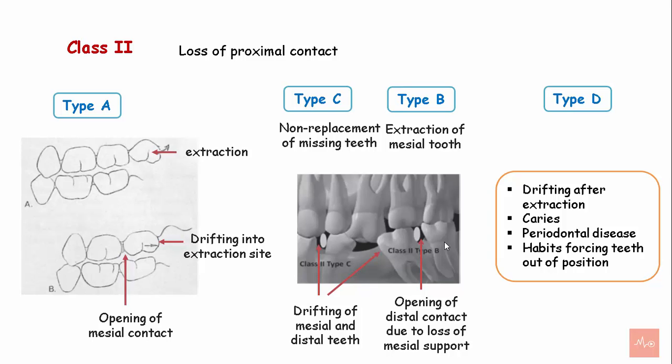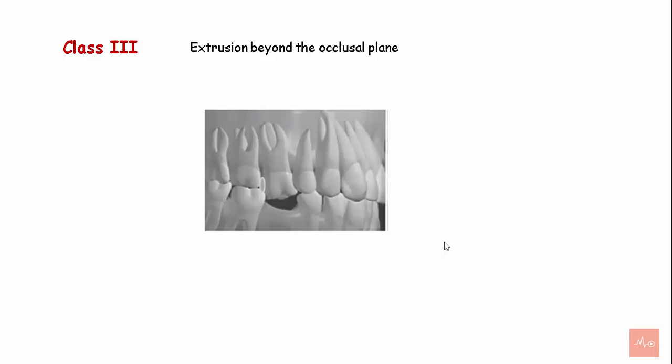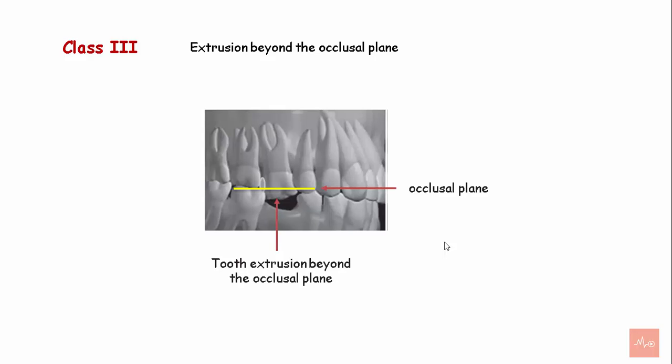Type D is associated with drifting after extraction, caries, periodontal disease, and the habits forcing teeth out of position. Class 3 is associated with extrusion of teeth beyond the occlusal plane. In this figure, you can see the presence of the occlusal plane and the tooth extruded beyond this occlusal plane. This leads to opening of the proximal contact, causing food impaction.